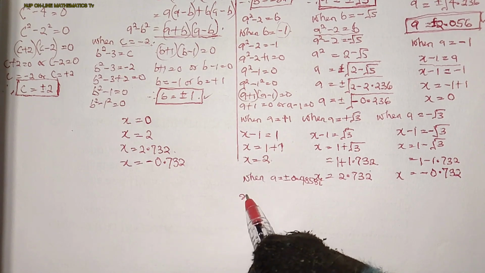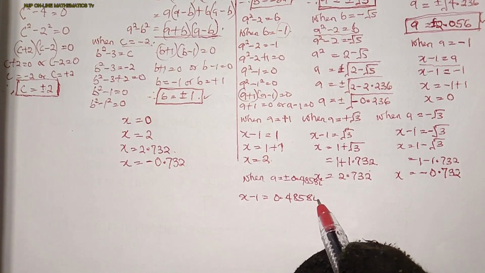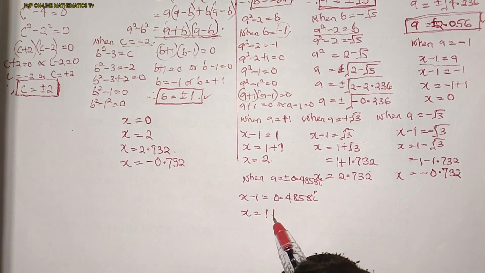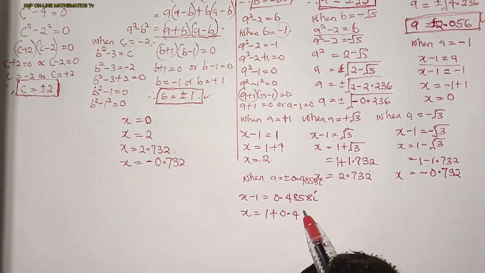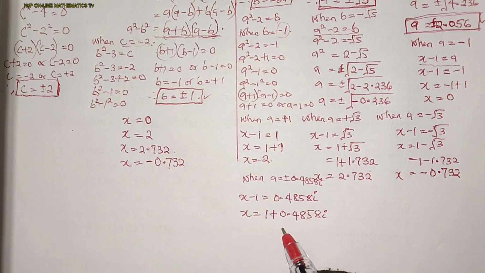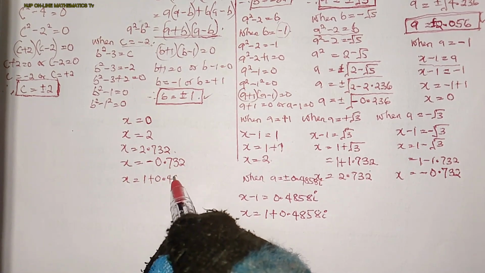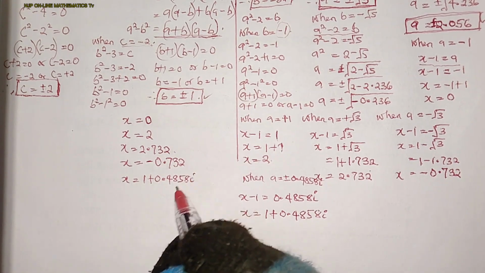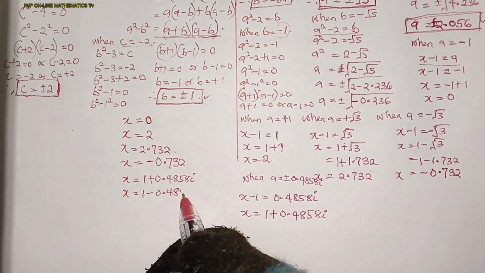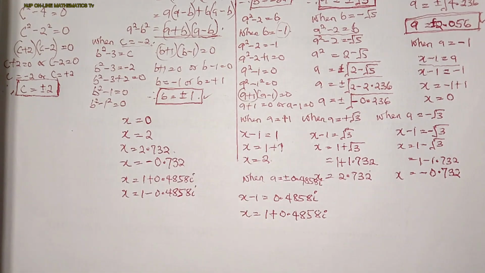So remember, when a equals 0.4858i, into the equation x minus 1 equals 0.4858i, then we have that x equals 1 plus 0.4858i. So this becomes another value of x, that x equals 1 plus 0.4858i, or x equals 1 minus 0.4858i. So we have obtained 6 values of x.